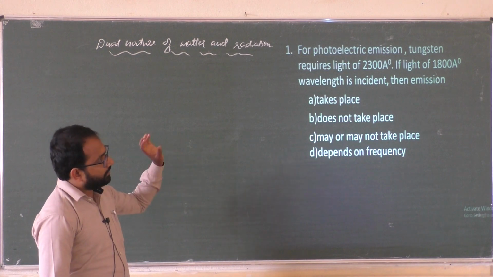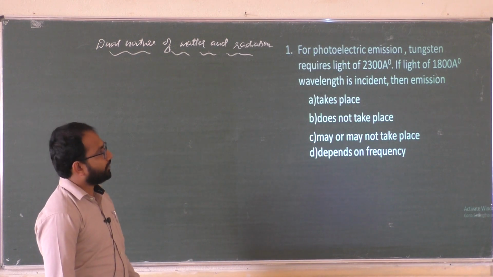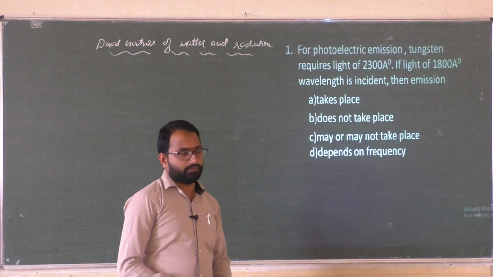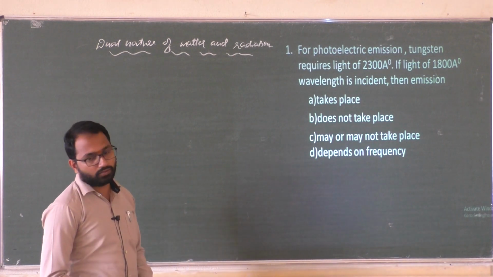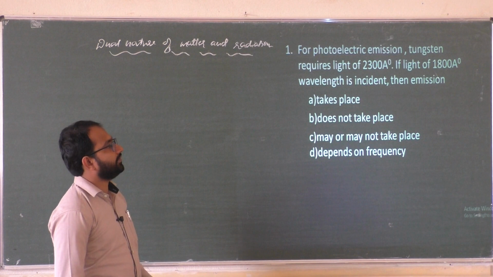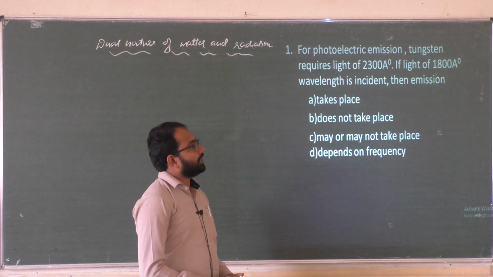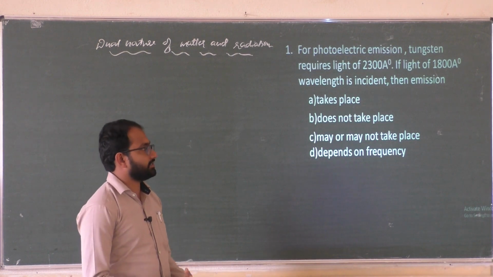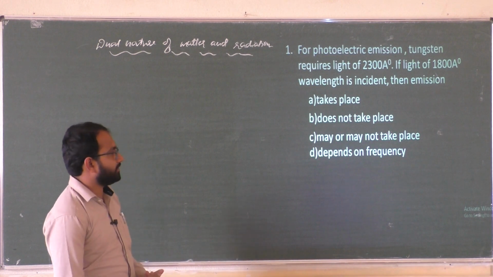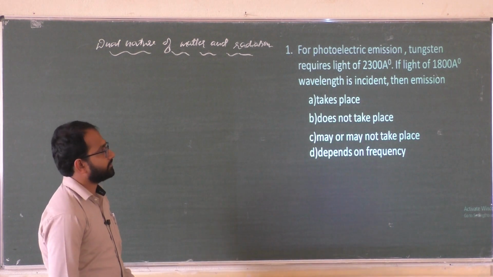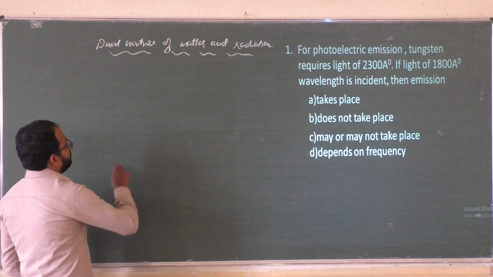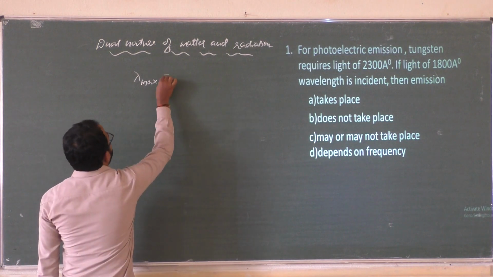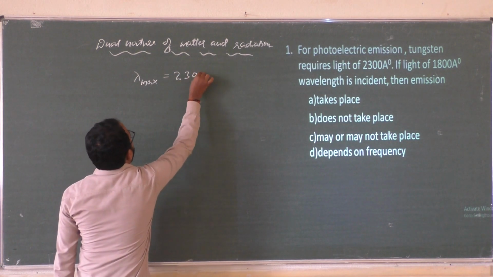See, read the problem properly. For photoelectric emission, tungsten requires light of 2300 angstrom. So given is the threshold wavelength. If light of 1800 angstrom wavelength is incident, then what happens to emission, whether it is taking place or not, or depends on frequency, or may not take place. Okay, so threshold wavelength is given. So lambda max is equal to 2300 angstrom.